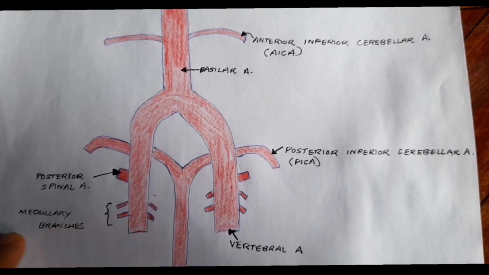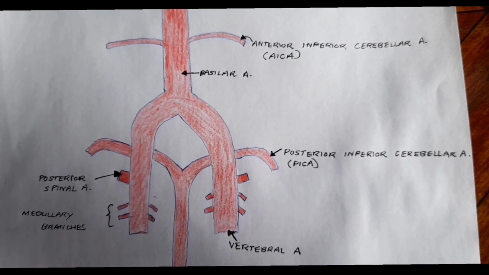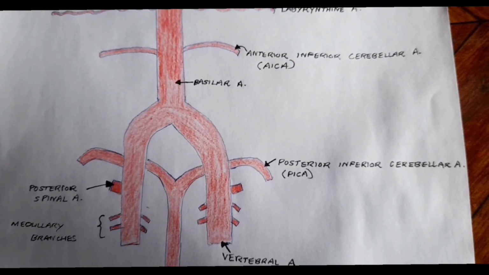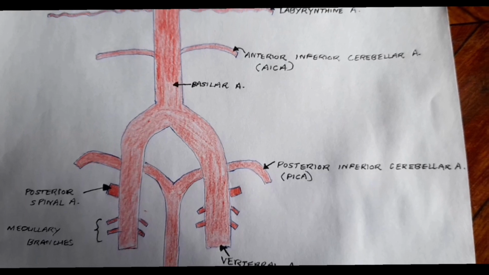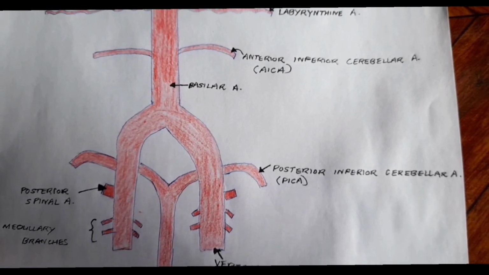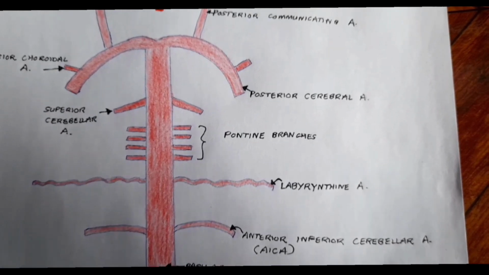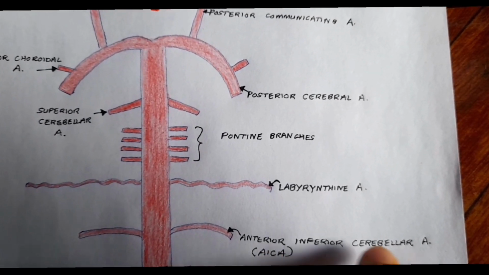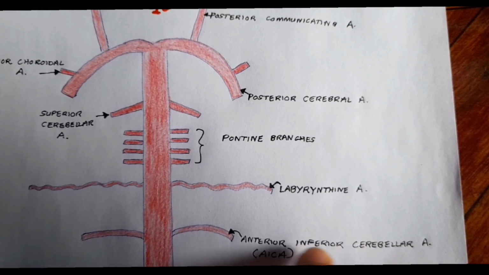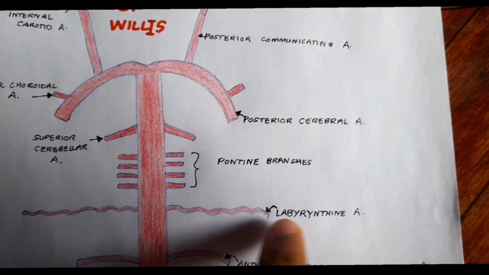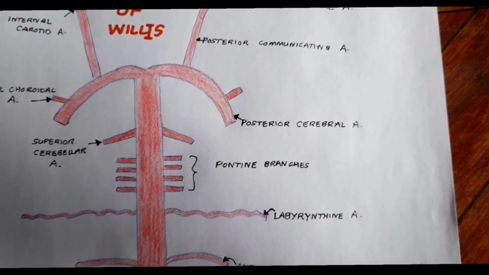Now also we have medullary branches here, which are supplying the medulla. I did not mention the medullary branches in the beginning, but these medullary branches are there. When these two vertebral arteries come together, they form the basilar artery, and as we go on top, this basilar artery gives a branch, which is the anterior inferior cerebellar artery, which is supplying the cerebellum. As we move up, we have this labyrinthine artery. The labyrinthine artery is supplying the inner ear.